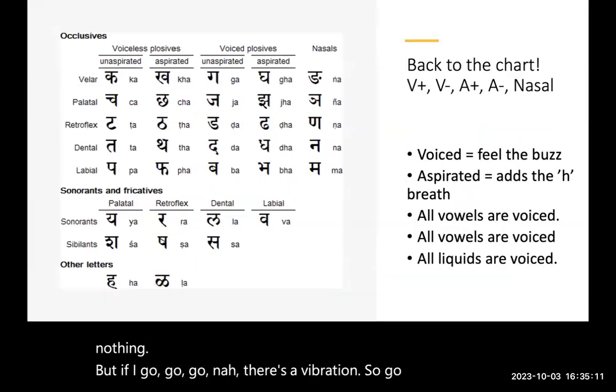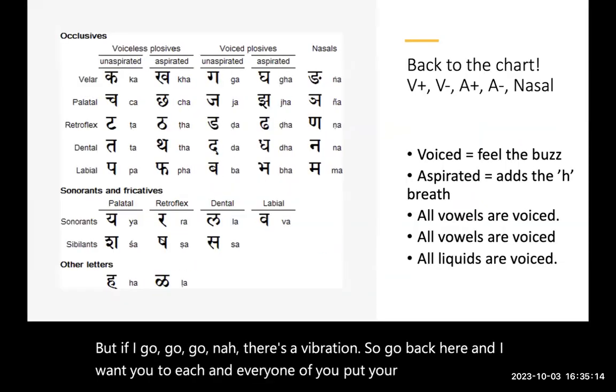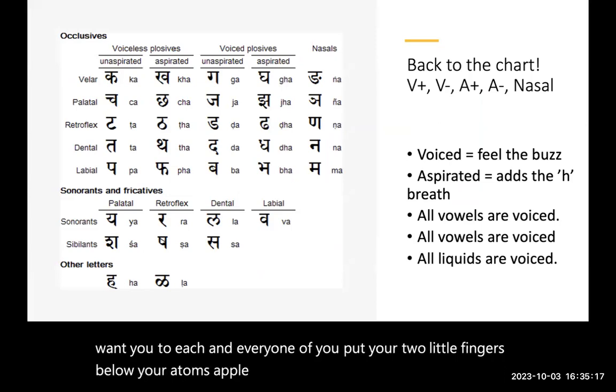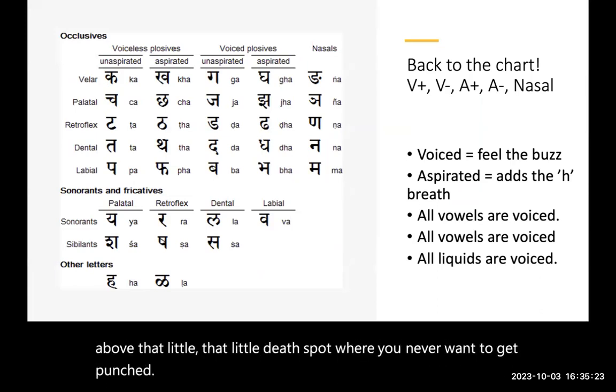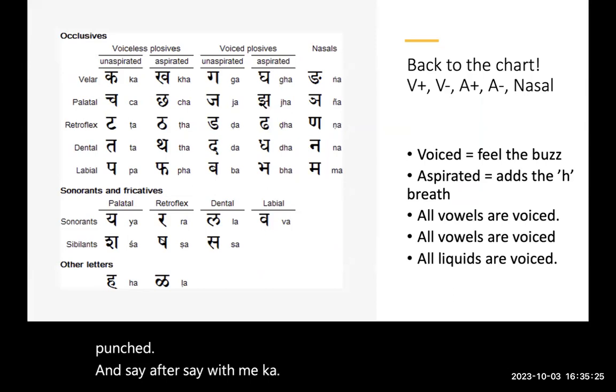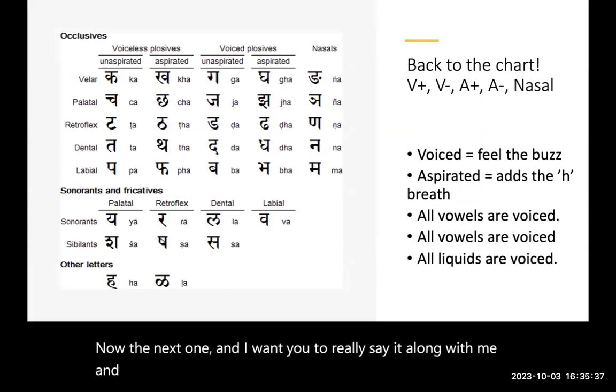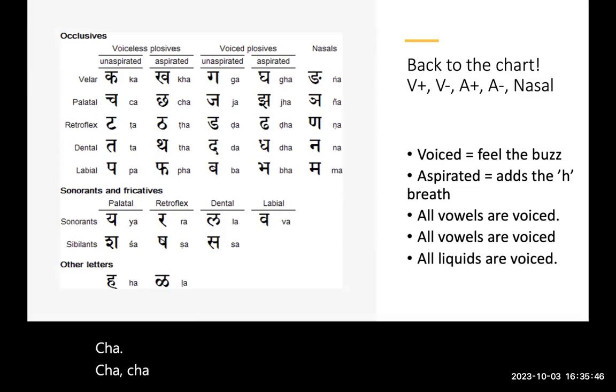So go back here, and I want each and every one of you to put your two little fingers below your Adam's apple, just above your clavicle, just above that little death spot where you never want to get punched. And say with me, ka, ka, ga, ga, na. Now the next one, and I want you to really say it along with me and feel for the vibration in your throat. Cha, cha, cha, cha, na, ka, ka, da, da, na.